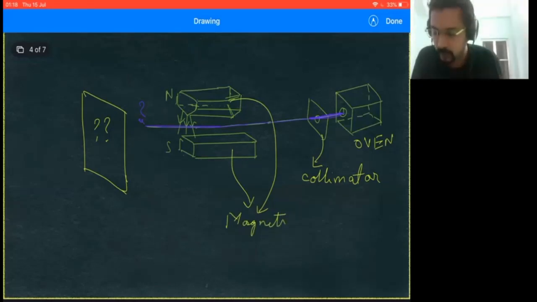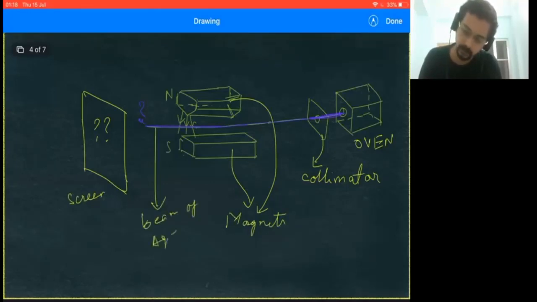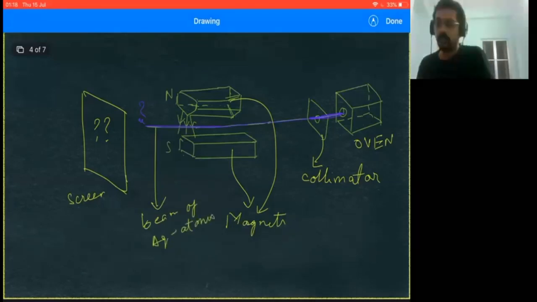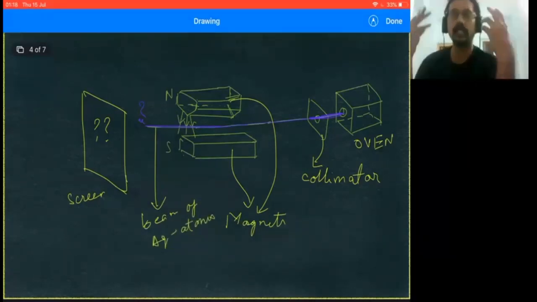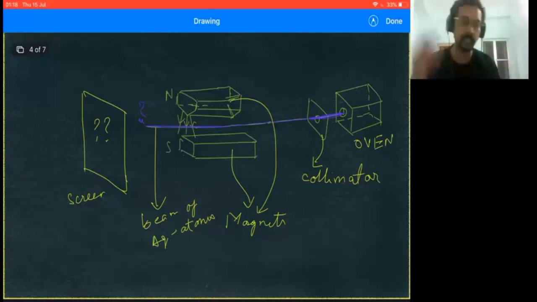And finally, you have here the screen. And this is the beam of silver atoms. Okay. Before we answer what exactly happens when these silver atoms fall on the screen, what one needs to understand is what exactly is the effect of this inhomogeneous magnetic field as the beam passes through. That's what we need to answer.